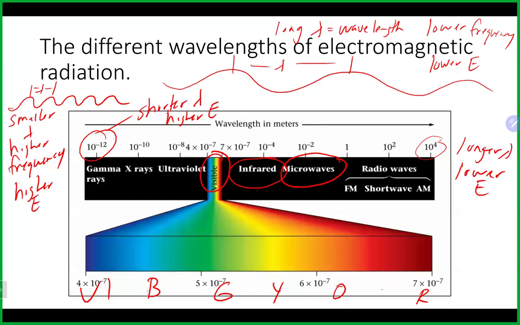Now, even with colors of light, there are differences in terms of the energy. So red is a longer wavelength, which means it's going to be lower in energy than over here at the violet side, which has a shorter wavelength and is higher in energy. So even between colors, red, orange, yellow, green, blue, indigo, and violet, there is a difference in terms of the energy associated with those colors that you see.